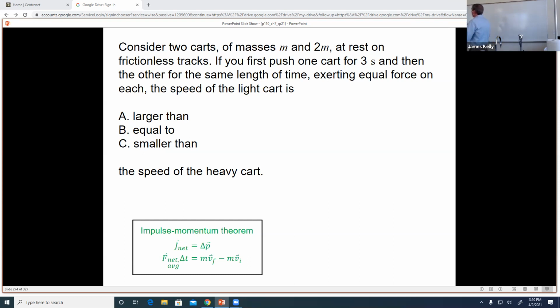Two different gliding carts. One's mass is double the other one. They're at rest on these frictionless tracks. If you push one cart for 3 seconds and then you push the other one for the same length of time and you exert the same force on each one, where initial is when they're at rest and final is after the 3-second push time, how does the speed of the light cart compare to the speed of the heavy cart? Pushing with the same force, same amount of time, both starting from rest.